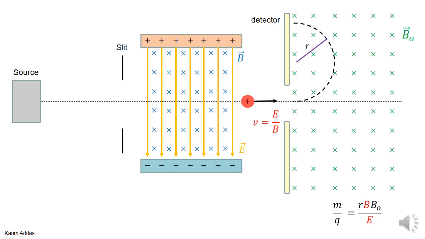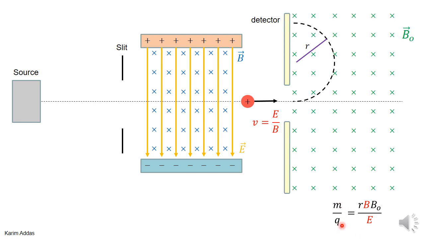So we basically have now that the mass to charge ratio is given by these parameters, and we know what R is. We can measure it because we put a detector here, and the magnetic field B, we assume it's known. The magnetic field B node is known, and the electric field is known. So you can then calculate basically the mass to charge ratio.